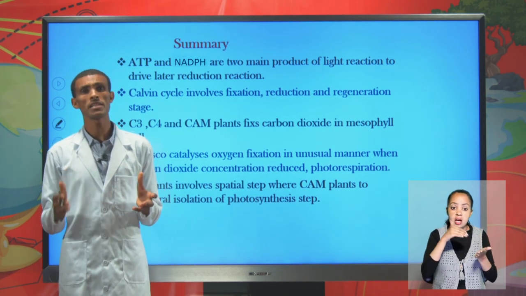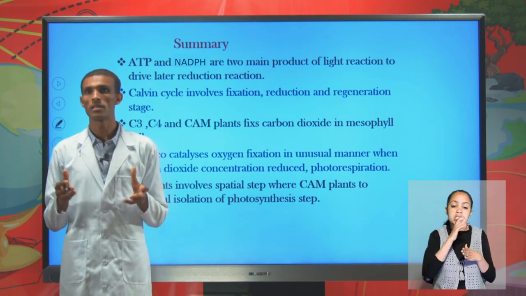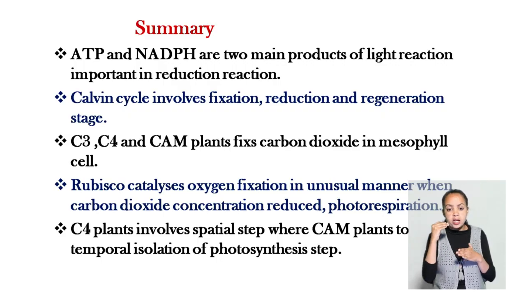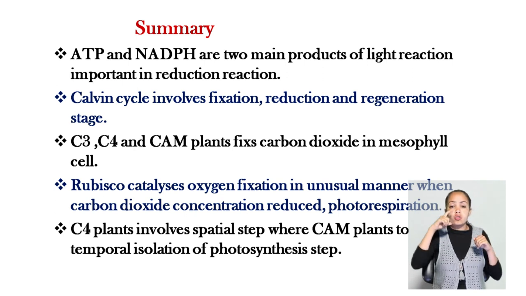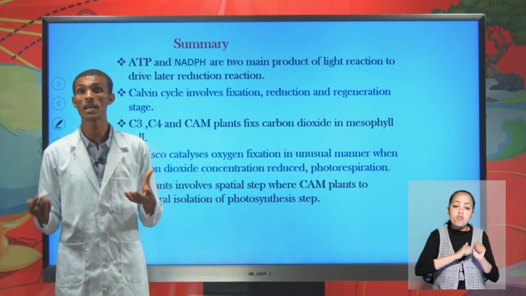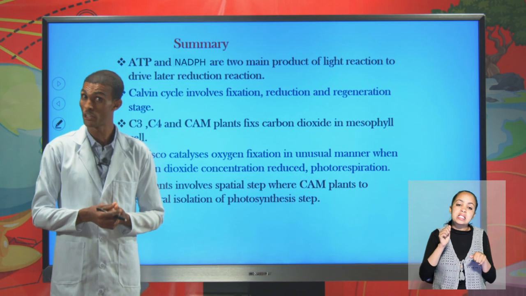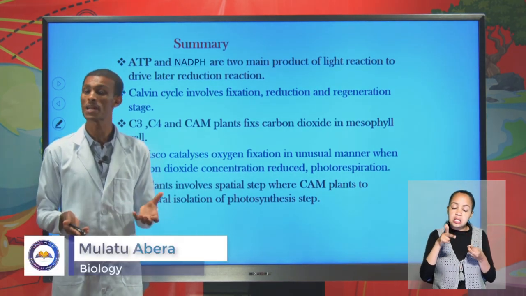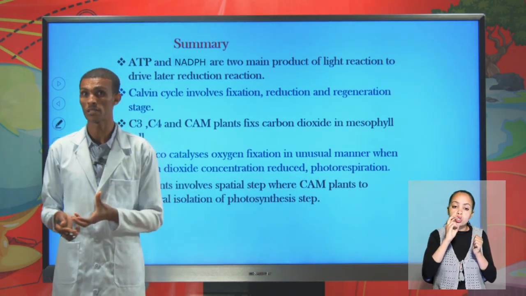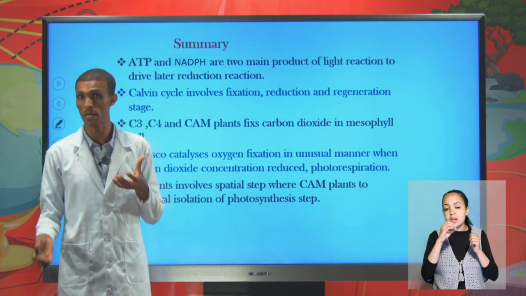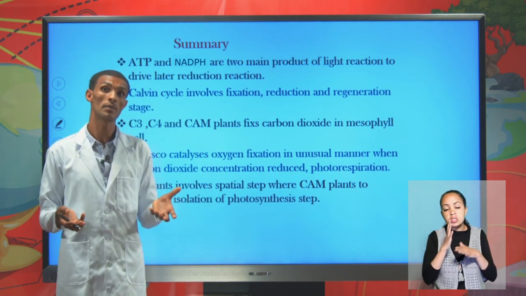Generally again, we have seen the difference between C3, C4 and CAM photosynthesis, seeing that carbon fixation commonly takes place in the mesophyll cell. Finally, we have seen that C4 plants evolved this spatial separation step of photosynthesis, whereas CAM follows temporal or seasonal adaptation of photosynthesis. Additionally, in C3 plants, Rubisco can catalyze both oxygenase and carboxylase reactions, reacting with oxygen and carbon dioxide respectively, when the condition in the leaf becomes hot.